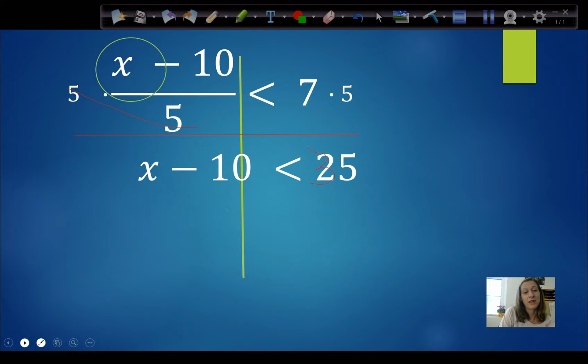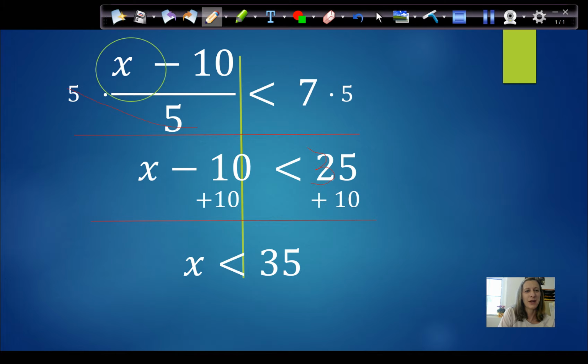So to finish solving, we're going to add 10 to both sides, and I'm going to have to fix my final answer. So x should be less than, and that should now be 45. And again, you need to have your whole answer for it to count as an inequality. We have to have the x, the less than symbol, and the 45.